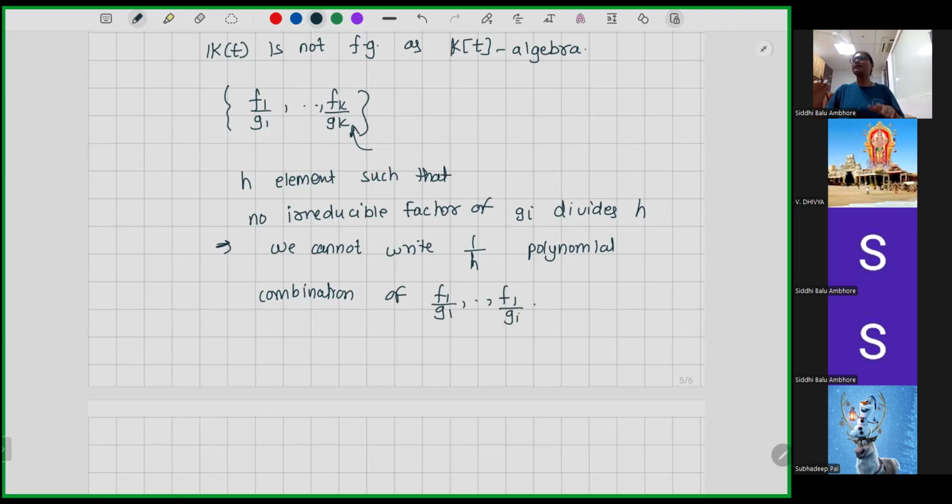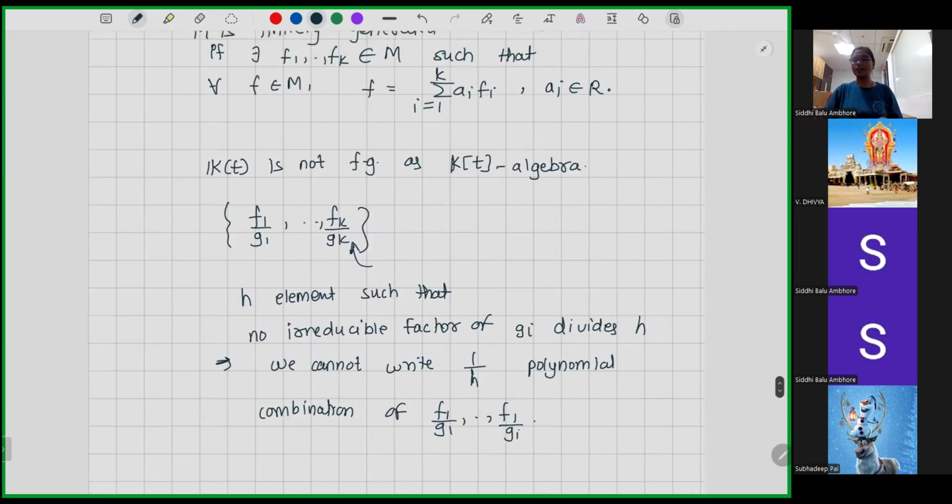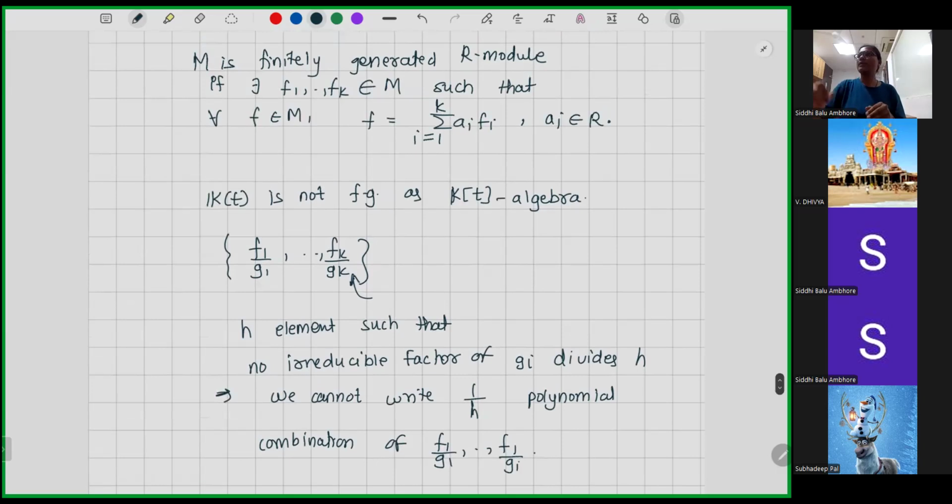This I completely did in the very first problem solving session. You can see that this KT, the field of fractions, is not even finitely generated as a KT algebra. So forget about the module. When we say something is finitely generated as a module, that is an even stronger condition than saying that something is finitely generated as an algebra.